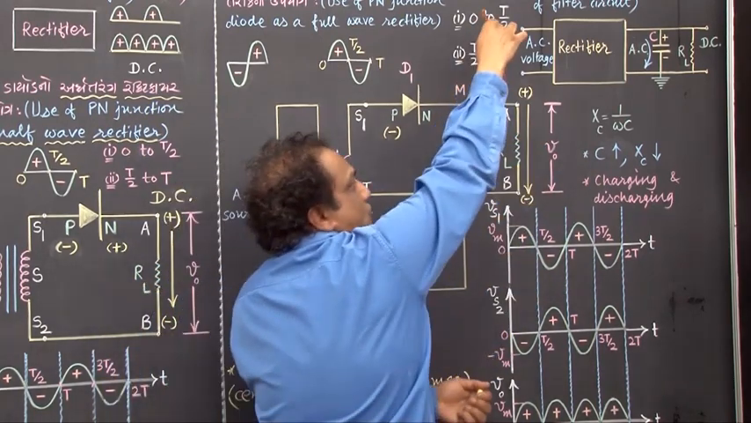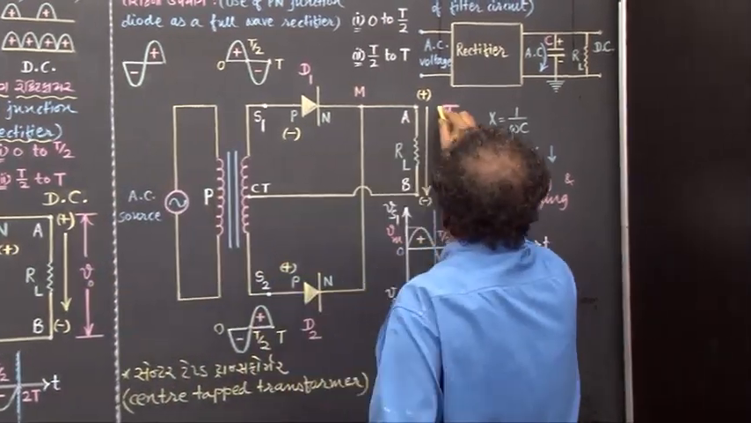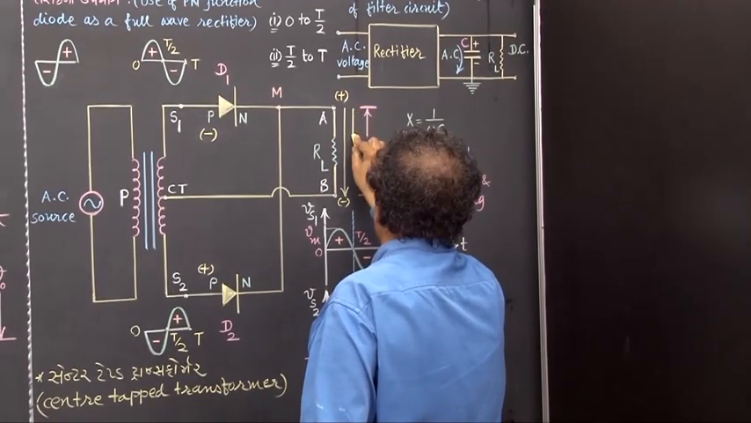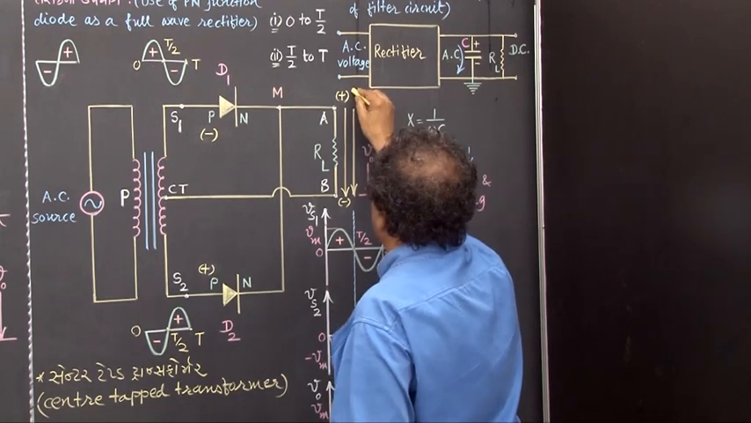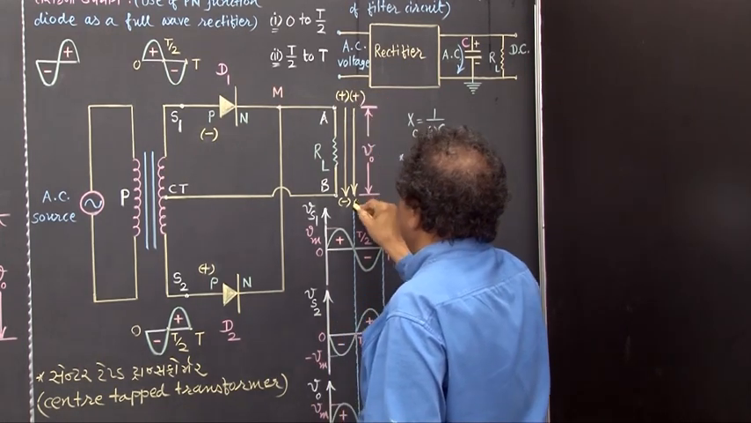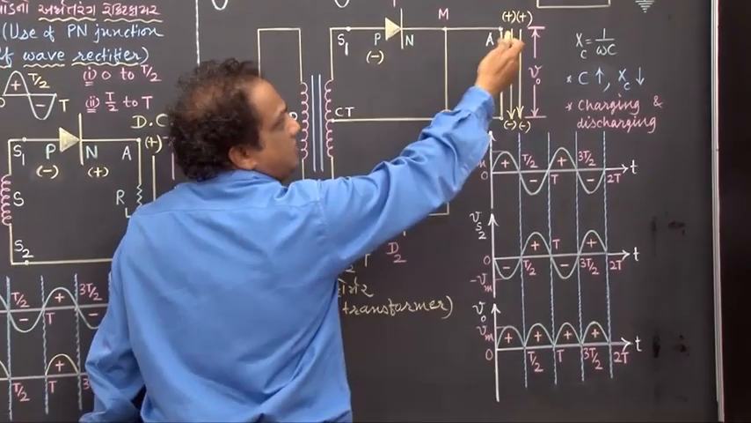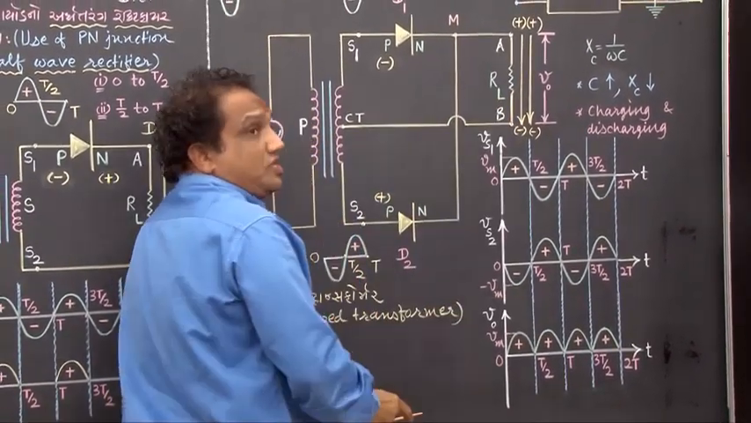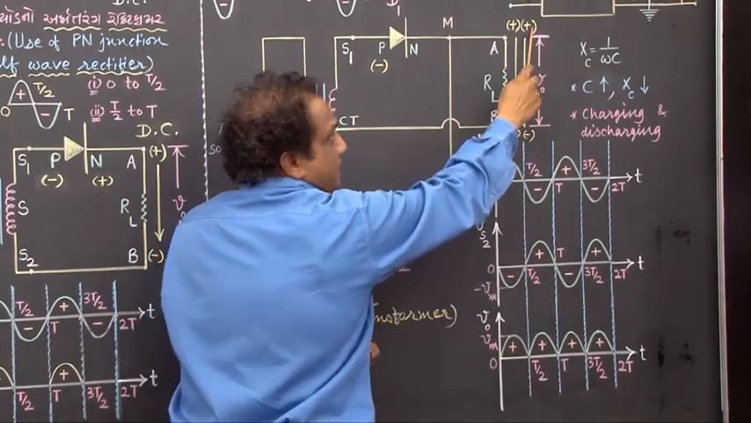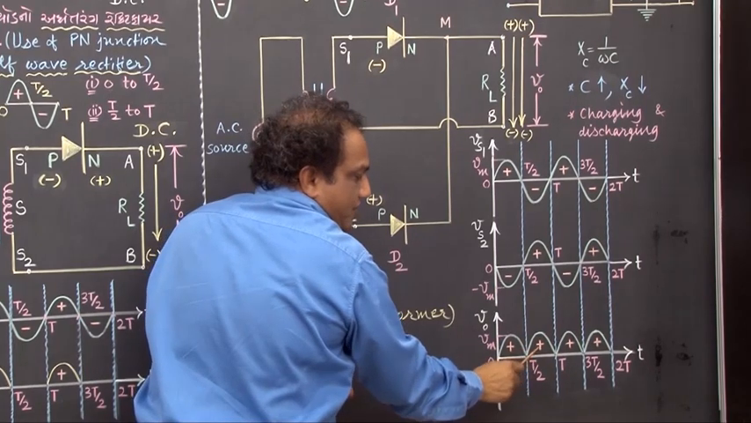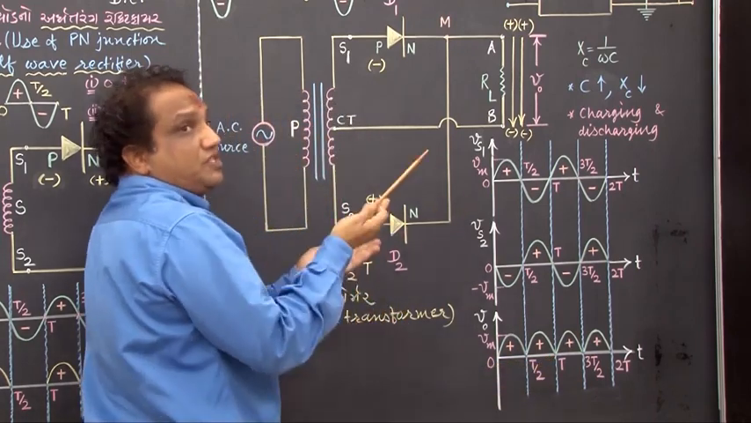And when that current is flowing through RL, it is again flowing from A to B only, in the same direction, from A to B. But current is always from positive to negative. So potential at A must be positive, potential at B must be negative. And what do we show here in the graph in the output voltage? Potential at A with respect to B. Potential at A with respect to B is positive. Because it is positive, we must show a positive going half cycle in the time interval from T by 2 to T.